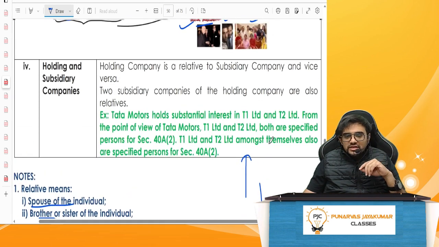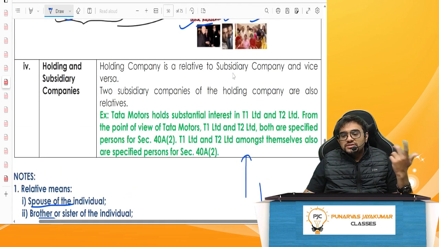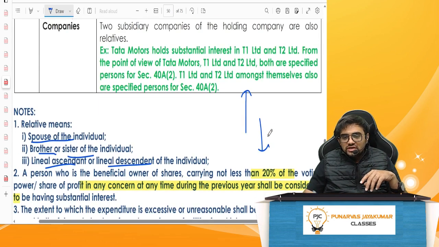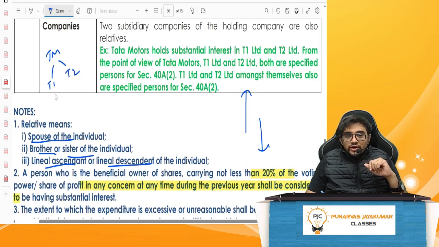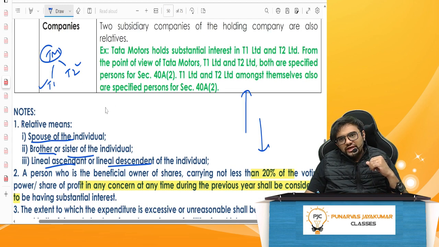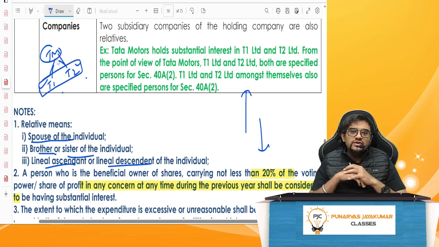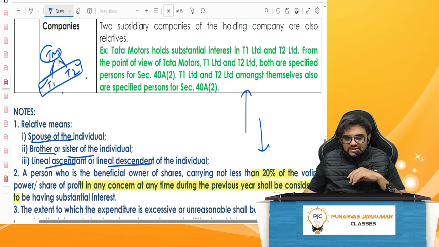Apart from that, a holding company is a relative of a subsidiary company and vice versa. And two subsidiary companies of a holding company are also relatives. So Tata Motors holds substantial interest in T1 and T2. From the point of view of Tata Motors, T1 and T2 both are specified persons under 40A(2) related parties. T1 and T2 are amongst themselves also specified persons because they have a common parent who has substantial interest. This is what it means.